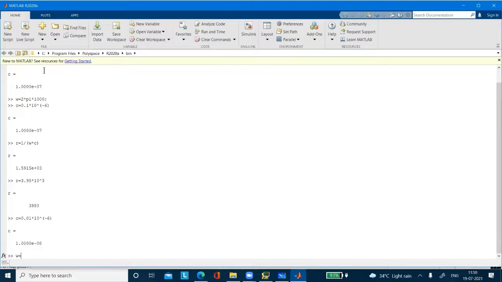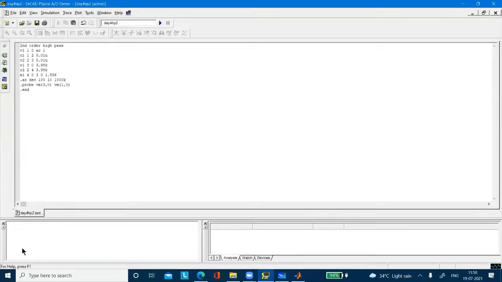It is 1 by RC, right? R is known, C is also known, so this is the value of omega. Divided by 2 pi, omega divided by 2 pi. See what comes out. Sir, here with the capacitor 0.01 microfarad, it comes to 4 kilohertz. Yes, 4000, 4 kilohertz, okay?